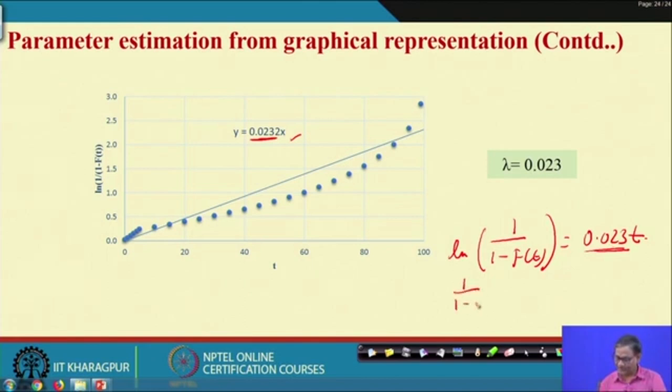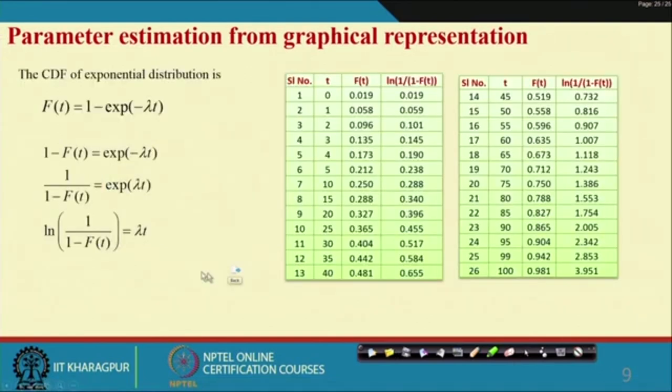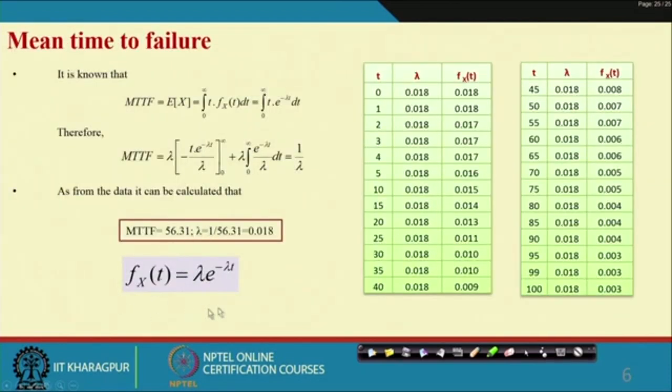So, then 1 by 1 minus F(t) equals e to the power 0.023 t. Just e to the power minus this. So, now in back calculation you can find out small f(t), what it is. This one you can find out. So, our lambda is this, and it will be e to the power minus, and I think it will come like this only.